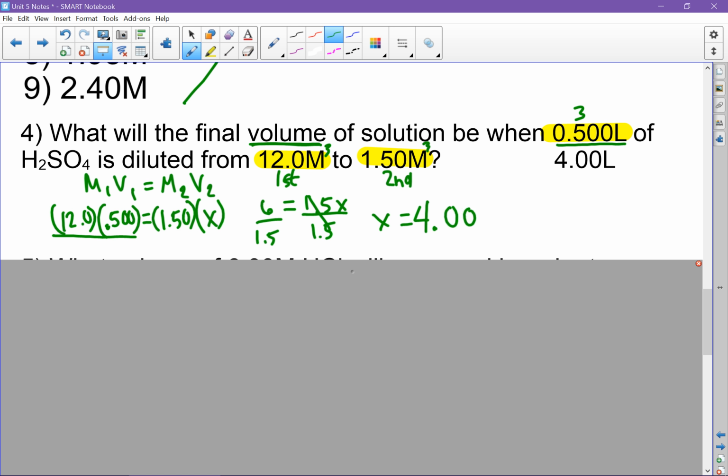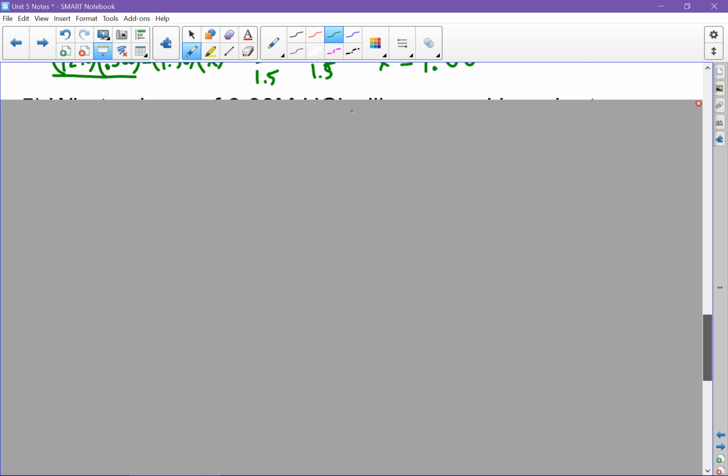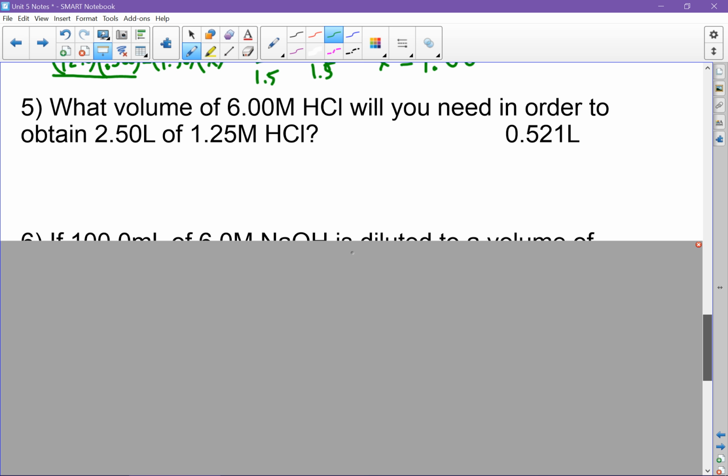Lastly, we were looking for volume. Options are milliliters or liters. Since the question said liters, that's what we put onto our final answer. Let's take a peek at number 5, if you had trouble with that.